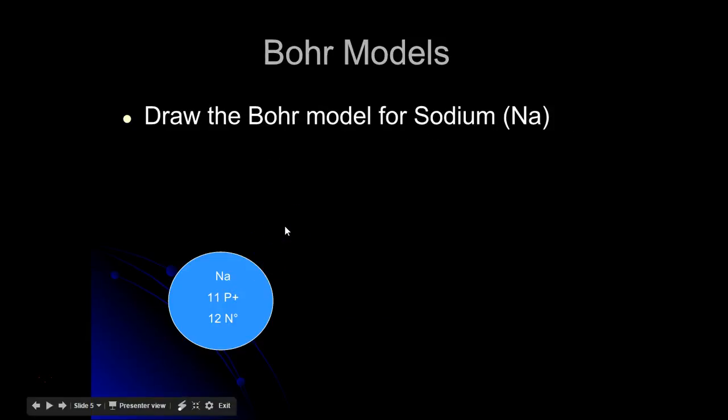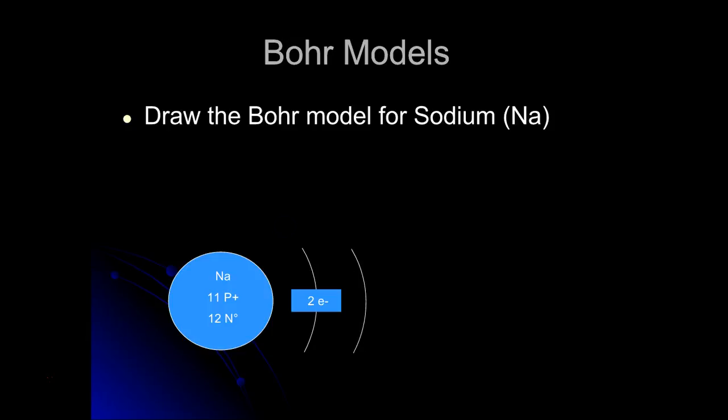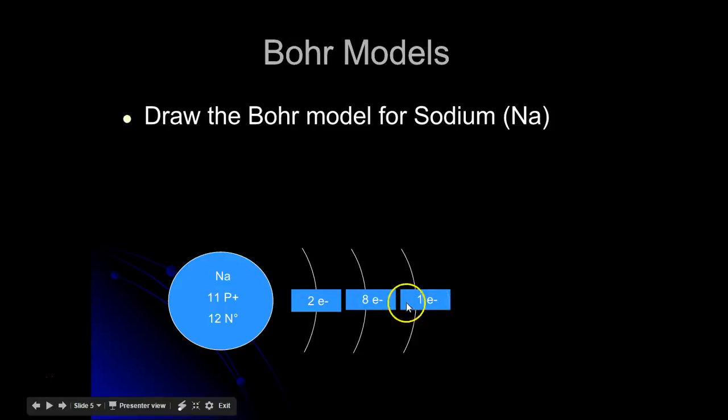If we do the same for sodium, sodium has 11 protons. And for Bohr models, we don't really care about how many neutrons there are in the nucleus of the atom. In the first shell, 2 electrons. In the second shell, we have 8 electrons. And in the third shell, we have 1 electron. So we have a total of 11 electrons. You always fill the shells from closest to the nucleus going out. And if you can, you always put the maximum number of electrons in a shell before you move to the next shell.